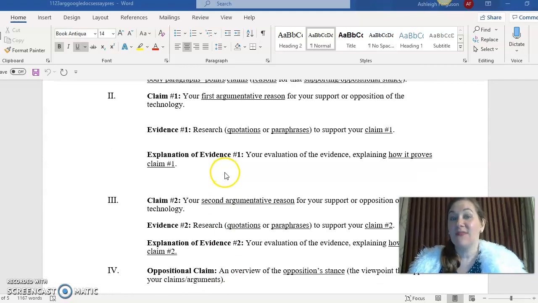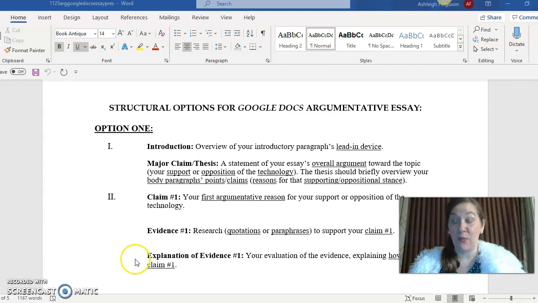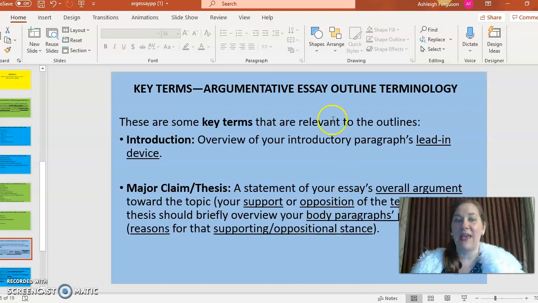I want to use option 1 as an example because you have a student example that uses this, but I also want us to look at the PowerPoint. I break down each part of the outline so you understand what all this terminology is. For example, your introduction is where you're going to place your introductory lead-in device. You need something that's an attention getter, a hook to get your readers intrigued in your research topic. It might be a question, a definition, a statistic, or an overview of a study from one of your sources.